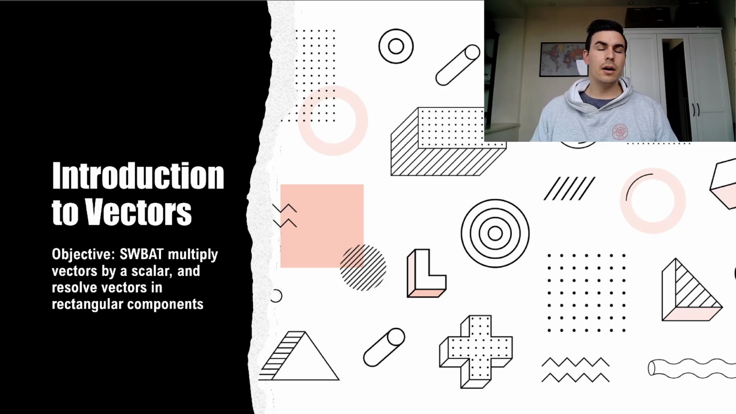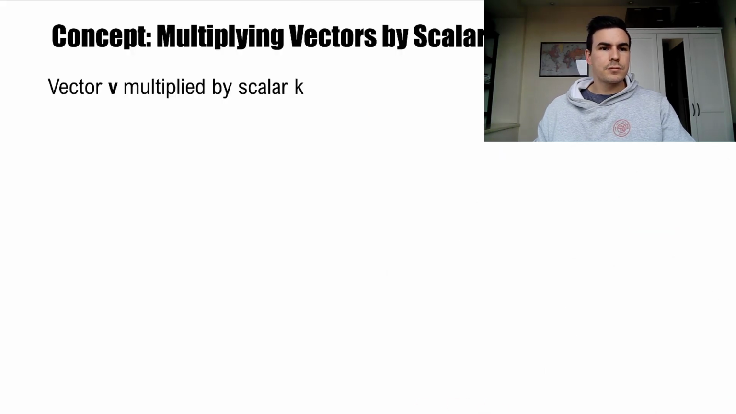We are continuing our introduction to vectors with this lesson, but our objective here is to be able to multiply vectors by a scalar, and then we're going to do what's called resolving vectors into rectangular components, okay? And then we're going to use all of that knowledge in some real world applications, okay? So let's go ahead and get right into our concept, multiplying vectors by a scalar.